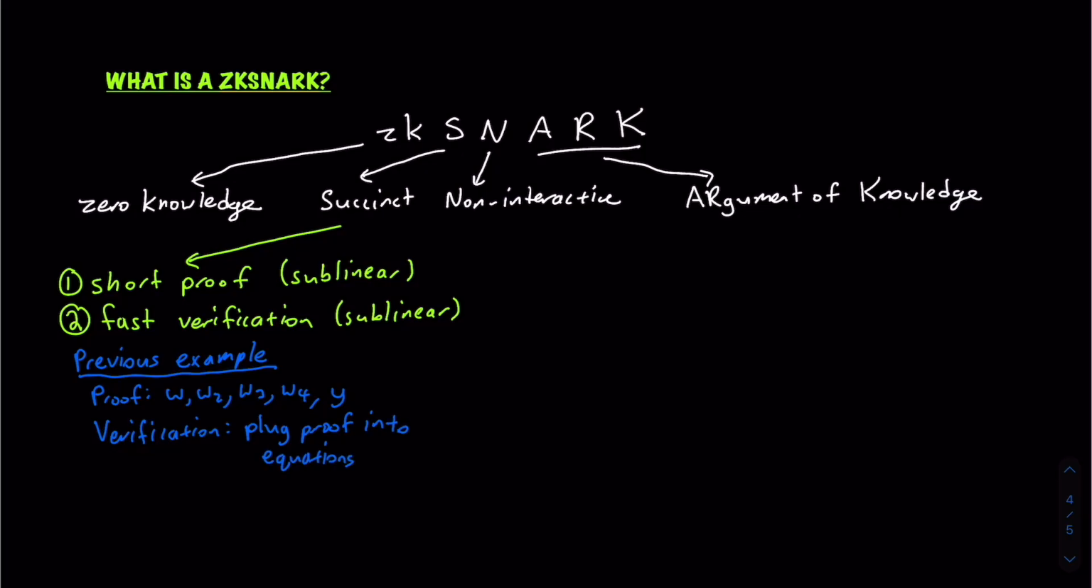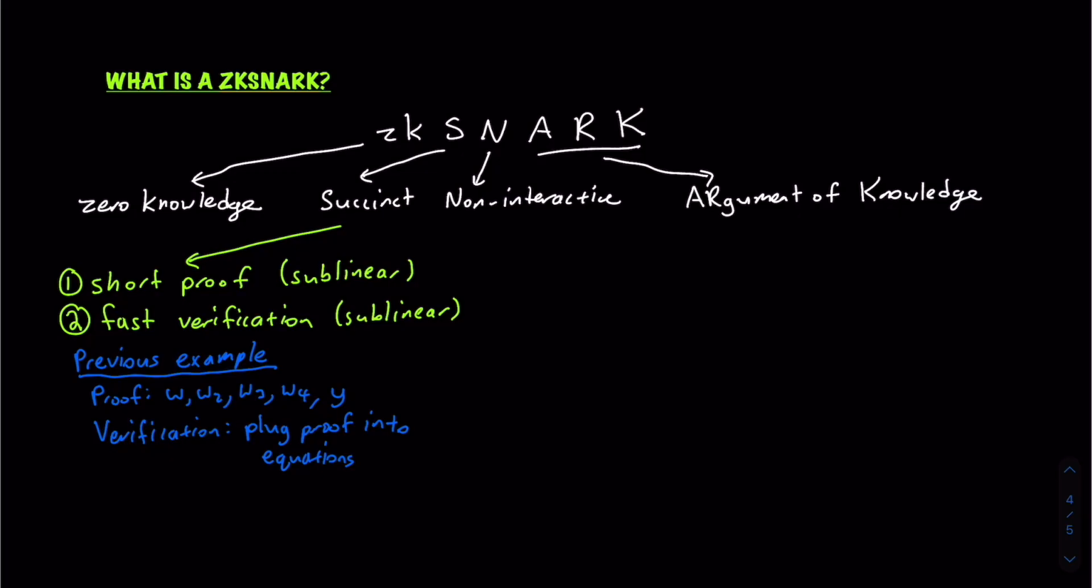Why? Because if the equation gets more complicated, for example, if we added w cubed into the equation to make it w cubed plus w squared minus 4w plus y, we'd need to add another intermediate variable, w5, to the proof. And if we added a w to the fourth term, we'd need to add a w6 to the proof. So we are sending more and more witness values as the equation grows. The proof size grows linearly with the computation. And since the verification algorithm is plugging in these values to check, it also takes longer and longer to perform.